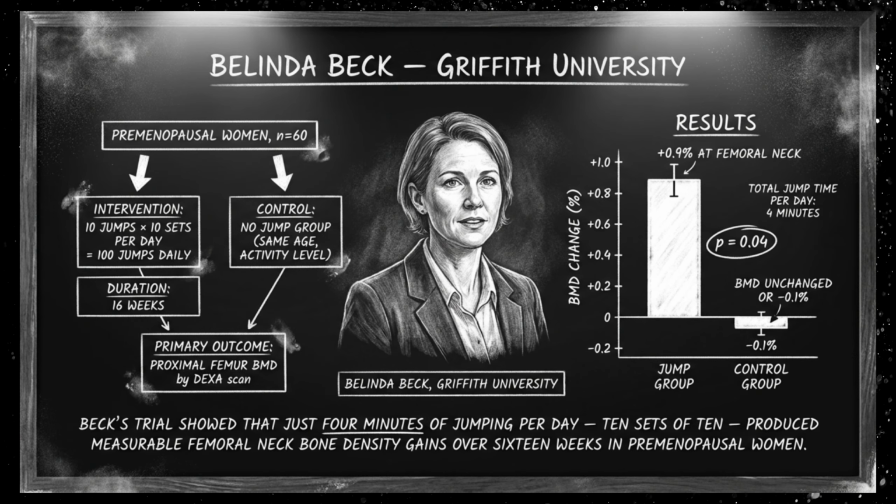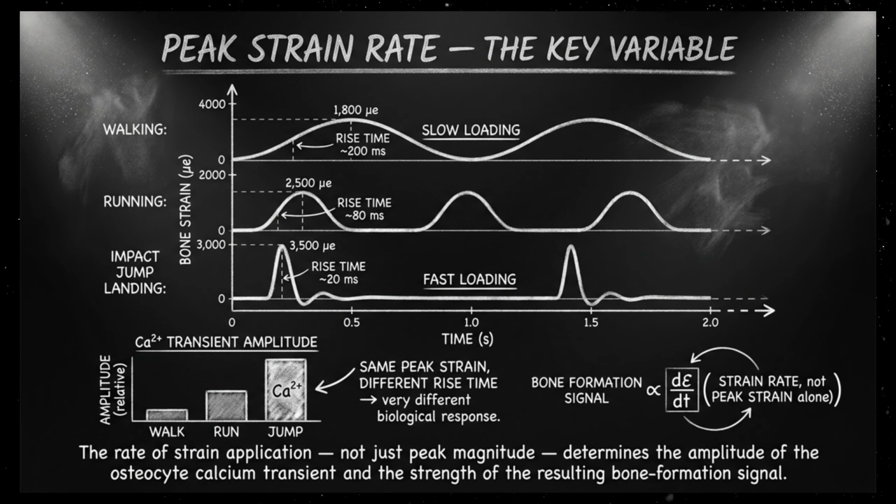A region of disrupted vasculature means a region of disrupted interstitial fluid flow, which means a region producing diminished streaming potentials even in a patient who is mobile and loading the limb. The osteocytes adjacent to the fracture gap receive reduced electrical input. The WNT pathway does not activate. The construction program does not engage.